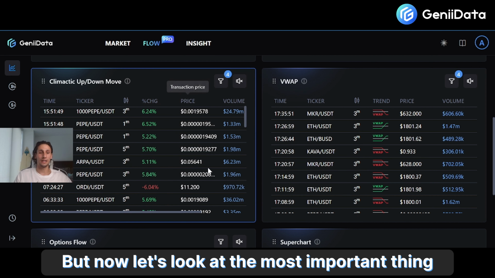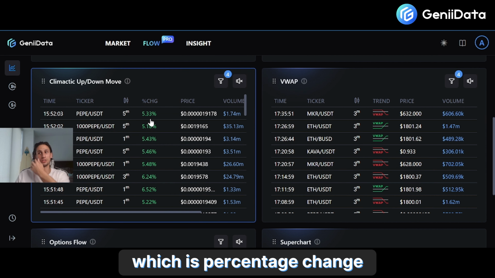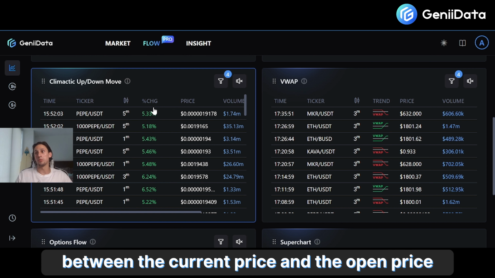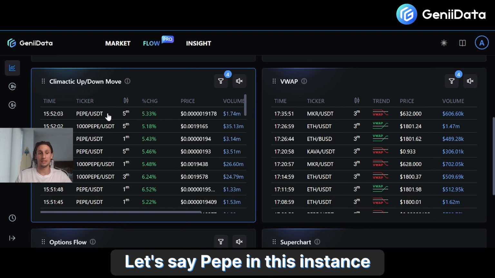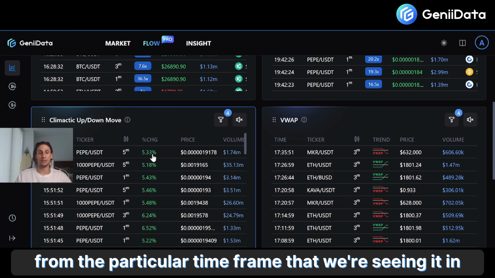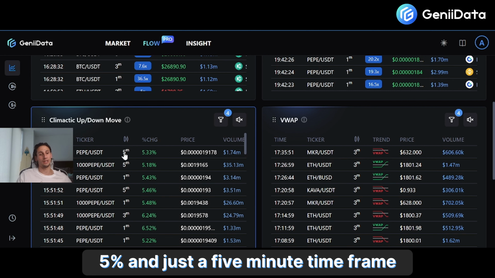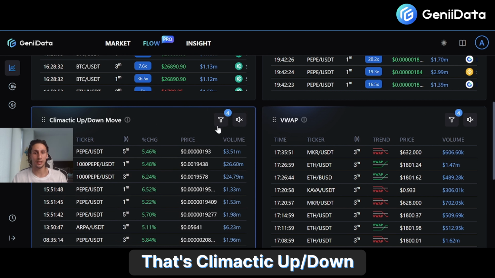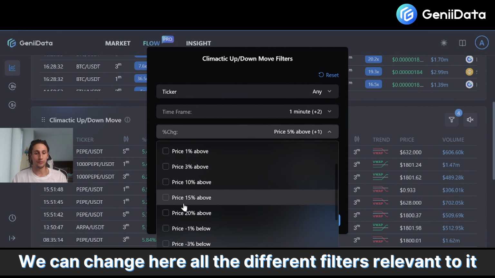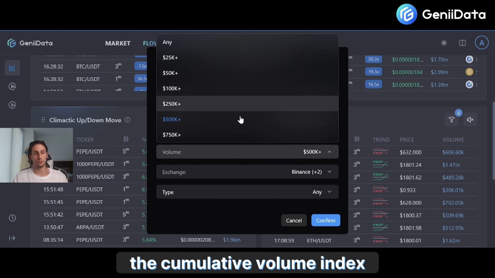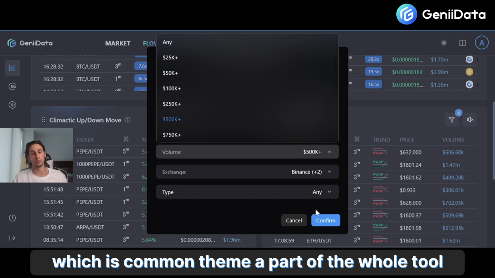But now let's look at the most important thing, which is percentage change. This percentage change is the difference between the current price and the open price of a particular asset, let's say Pepe in this instance, from the particular time frame that we're seeing it in. So we see a pretty substantial rise in Pepe, 5%, in just a 5-minute time frame. So that's the climatic up and down. We can change here all the different filters relevant to it. So the price movement, current price of it, and then we can also use the cumulative volume index, which is a common theme, a part of the whole tool we have here.